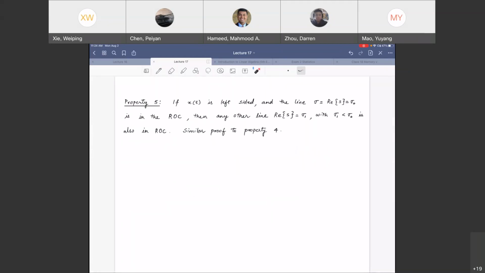Let's move on here. Next property. If x of t is left-sided, okay, same statement that is a little bit convoluted, all to say if your signal is left-sided, then the ROC will be to the left of the leftmost pole.